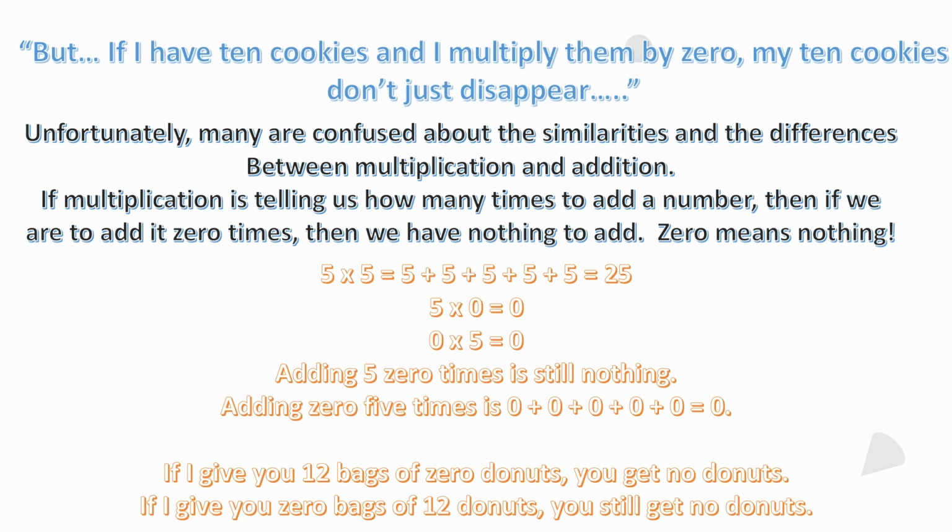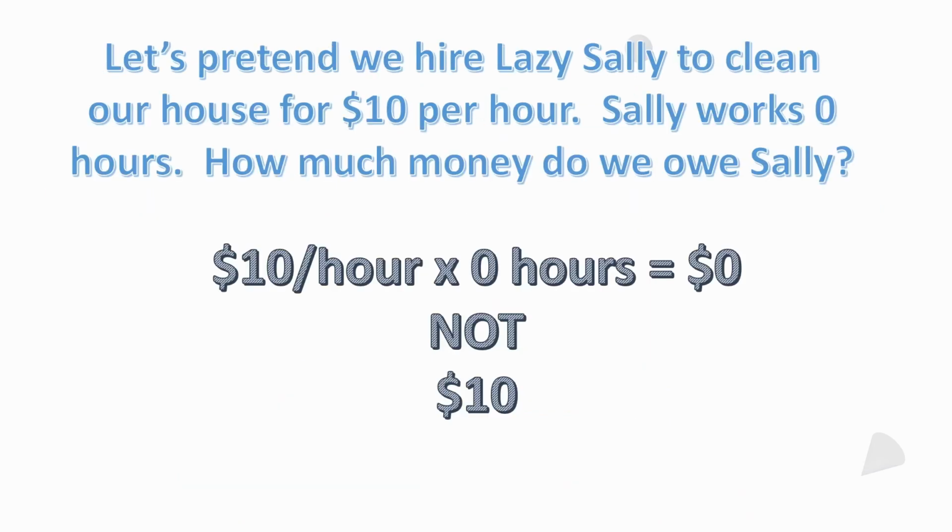If you like food, if you like donuts, if I give you 12 bags of 0 donuts, you get no donuts. If I give you 0 bags of 12 donuts, you still don't get any donuts. So let's pretend we hire Lazy Sally to clean our house for $10 per hour. Sally works 0 hours. How much money do we owe Sally? Well, let's see. $10 per hour times 0 hours should be $0, not $10, right?